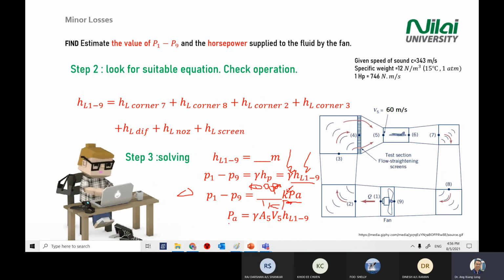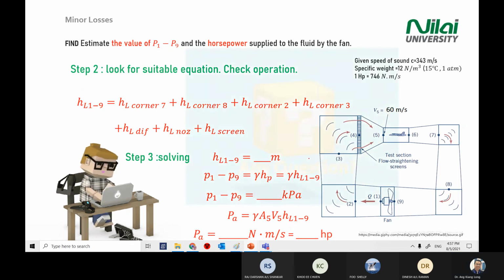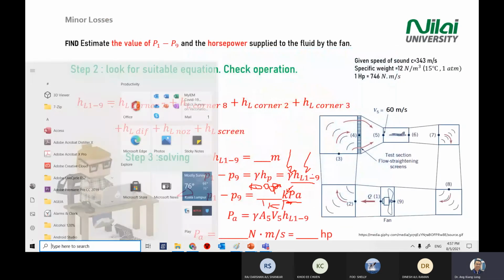All right. Then the next equation you have is the actual power, which will be equal to gamma times A times V times HL. So you calculate, and you can also get the power PA in Newton meter over second. Okay, and then you can convert this one to how many horsepower. There's a conversion table to convert this unit into horsepower. All right. Okay, with this, I end the lecture.